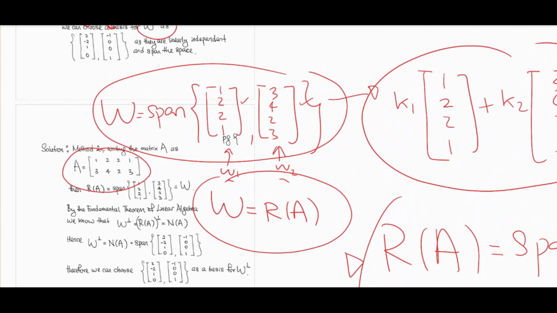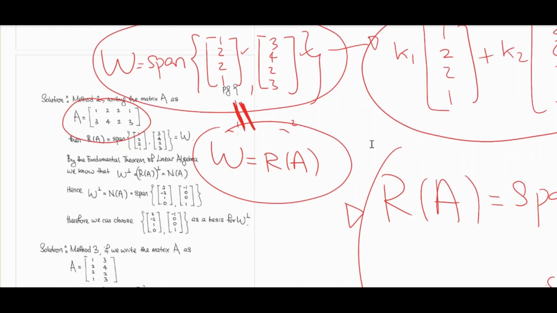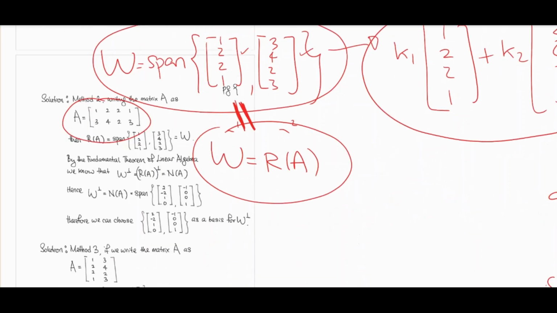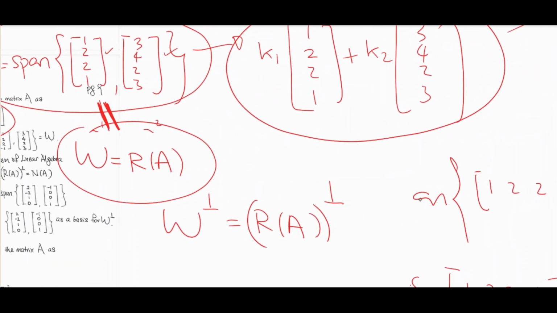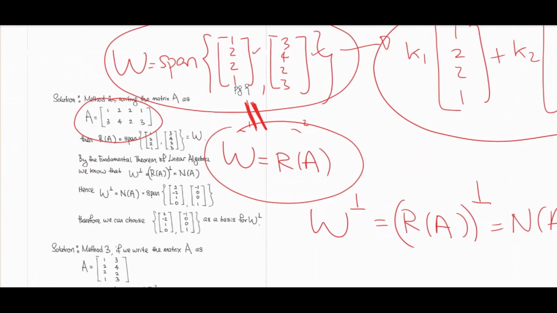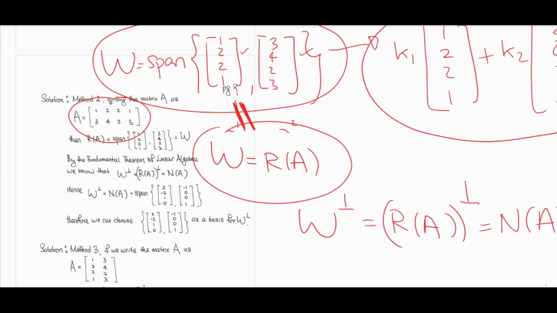So this is what we call the key steps. The key realization is that I can identify these two spaces to be the same. Now with this, the fundamental theorem of linear algebra says that if you want to find W perp, that is the same as finding the row space of A perp, and that is the same as the null space of A. So we just have to look at this matrix A and find the null space of A.